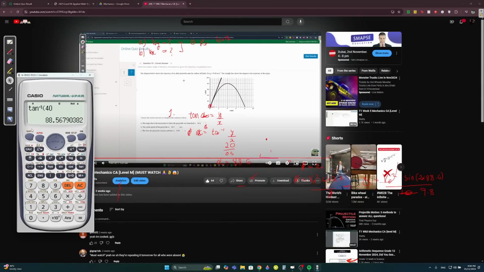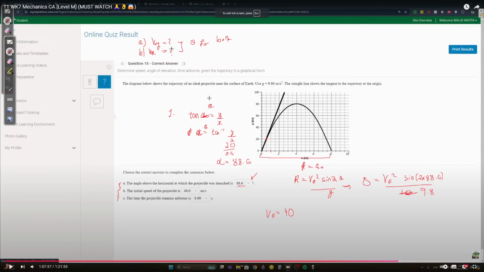V naught squared sine 2 theta. So v naught squared equals, I want you to multiply 9.8 by 8, right? We'll multiply on the other side. So 9.8 times 8, and we're going to divide by sine of 2 times 88.6. So answer divided by sine of 2 times 88.6. And then obviously it's v naught squared, so take the square root of this, you get 40. So now that you know your v naught, you can go back to the question and find v naught y and v naught x.